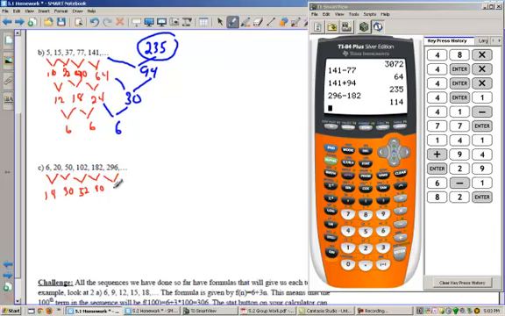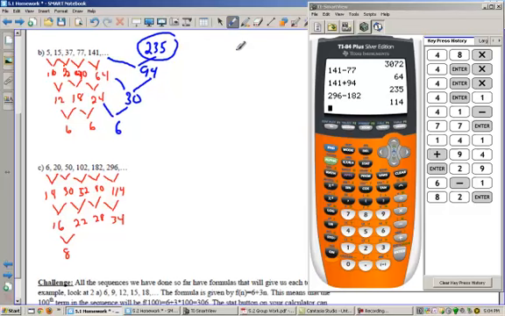And I get 114. I do the next line, 30 minus 14 is 16. 52 minus 30 is a 22. 80 minus 52 is a 28. And 114 minus 80 is 34. Then I keep going. So 22 minus 16 is an 8.